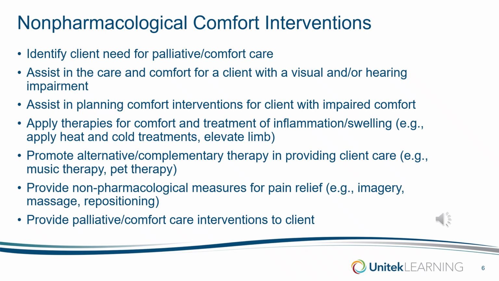Alternative therapies can also be used as a non-pharmacological comfort intervention. Things such as music therapy can help to decrease anxiety and pain perception. Pet therapy also has benefits in dementia care. Massage and imagery are also techniques that can help to reduce sympathetic nervous system activity. Support of visual and hearing impairments with proper light, glasses, hearing aids, or interpreters can also be used. Remember, complementary therapies are in addition to, not replacements for standard care.